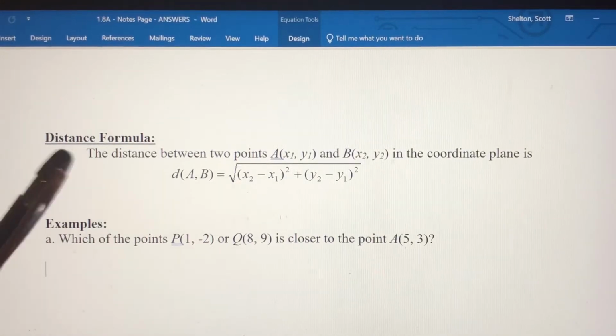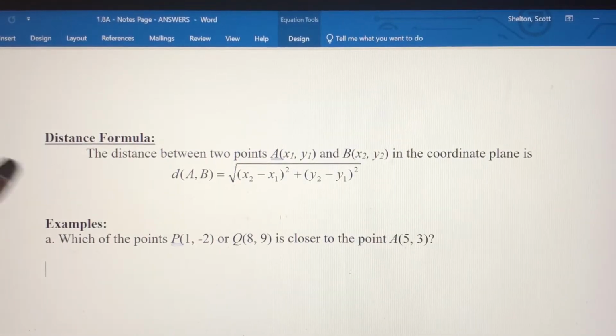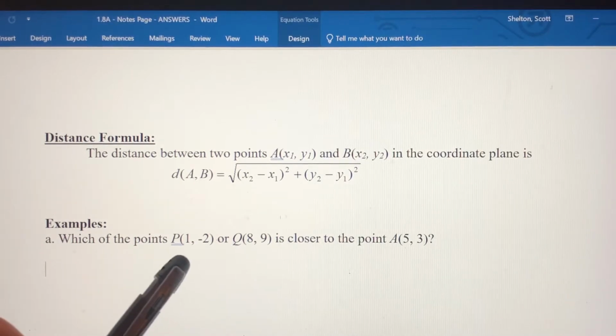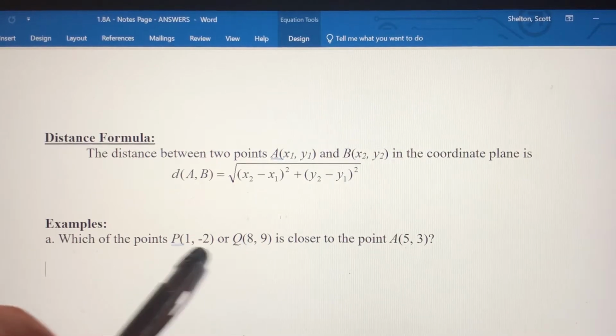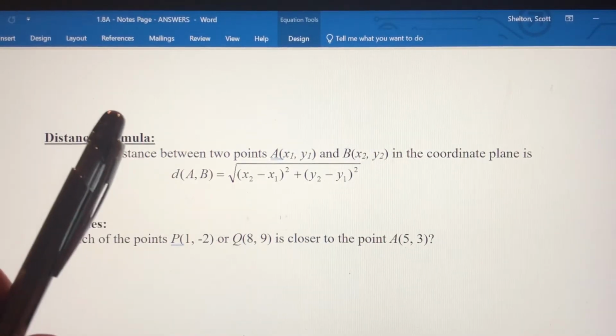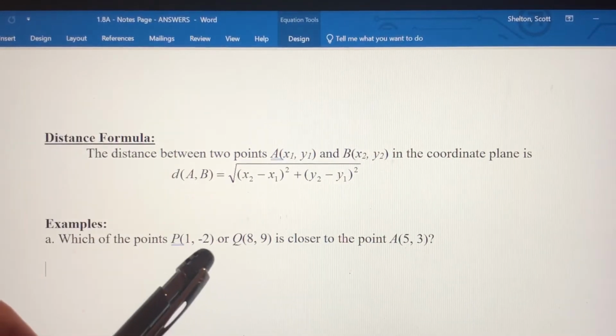All right, so in this video, we're going to go over the distance formula, and we're going to use it specifically to tell which point in a problem like this is closer: is point A closer to P or is it closer to Q? So we're going to actually use the distance formula a couple times in each of these examples.